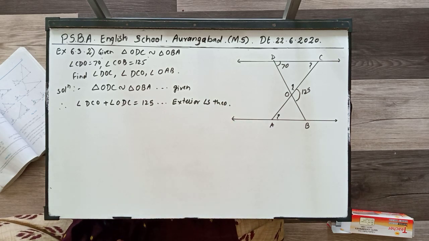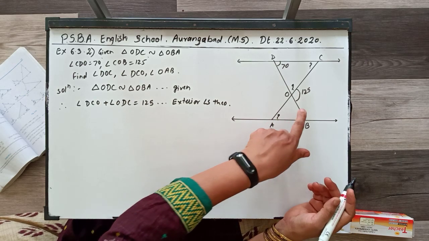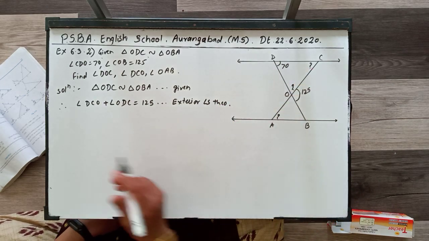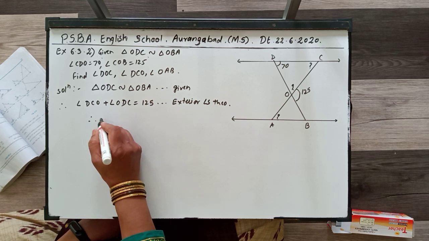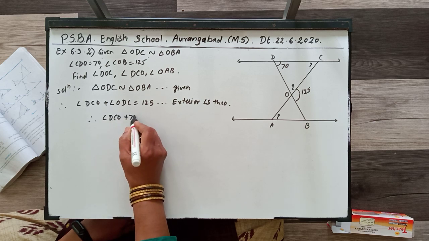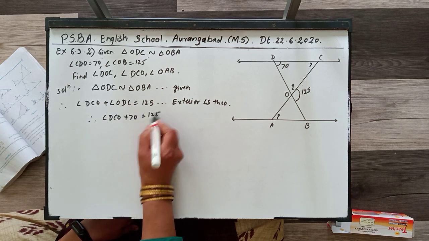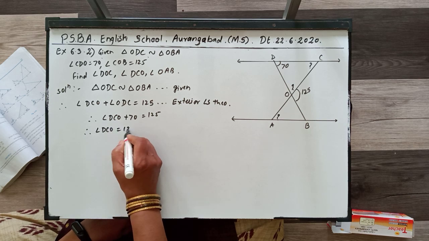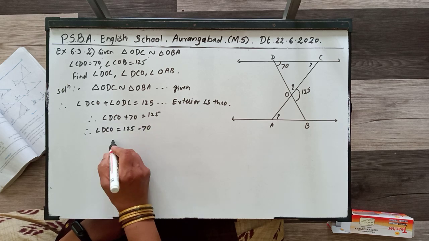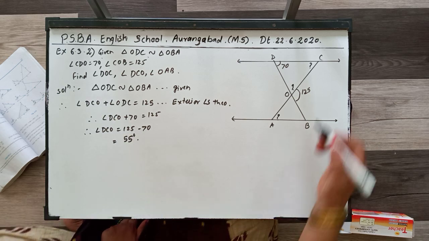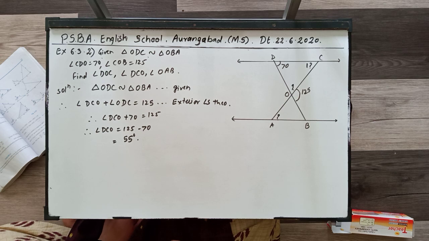What exterior angles theorem says? It says that measure of exterior angle is equal to sum of remote interior angles. Therefore, angle DCO plus 70 is equal to 125. Therefore, angle DCO is equal to 125 minus 70 is equal to 55 degree. So, this angle 1 is equal to 55.